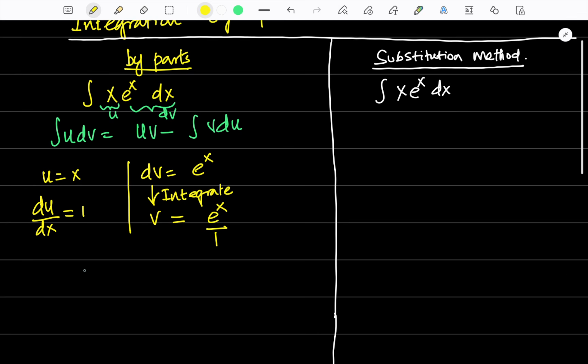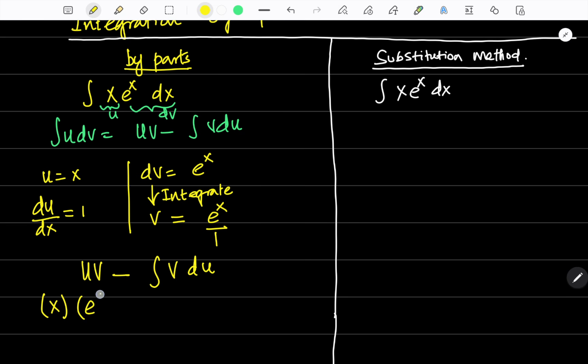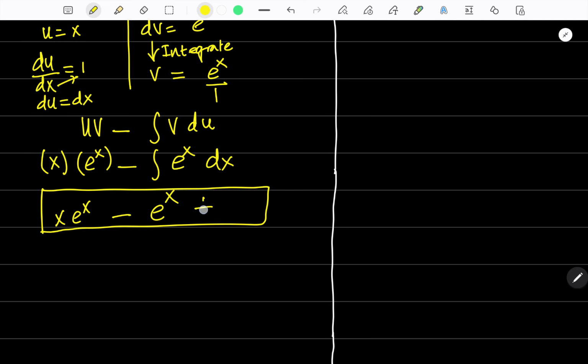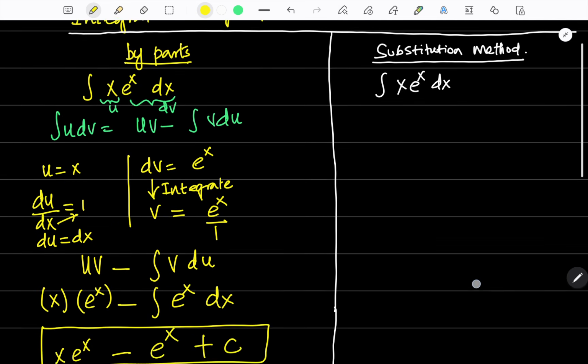So what are we going to do now? Now the formula is uv minus integral v du. u is x and v is e power x, minus integral v, which is e power x, and what's your du? From this you cross multiply, du is equal to dx. Now this is equal to x e power x minus integral of e power x, which is e power x. So the answer is x e power x minus e power x plus integrating constant c. This is using integration by parts.